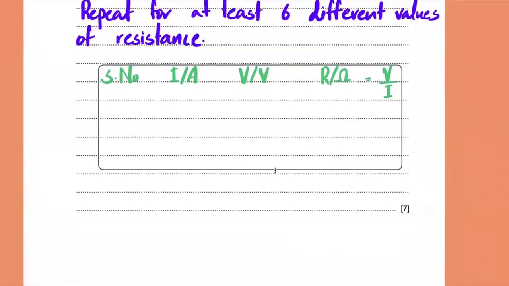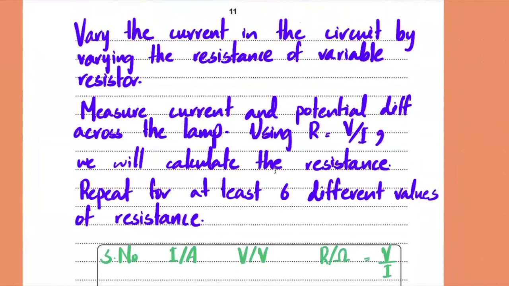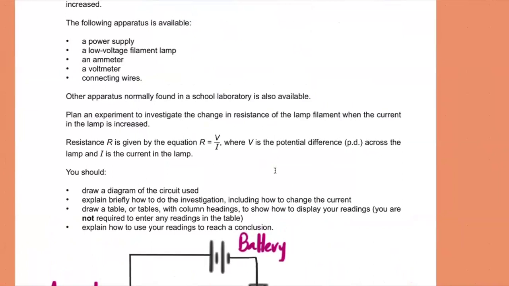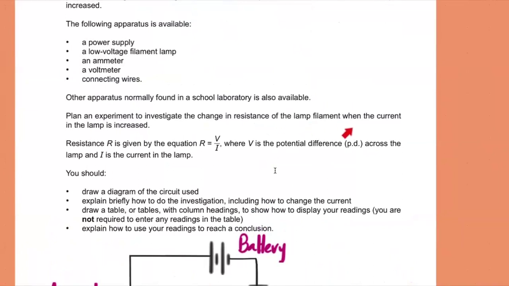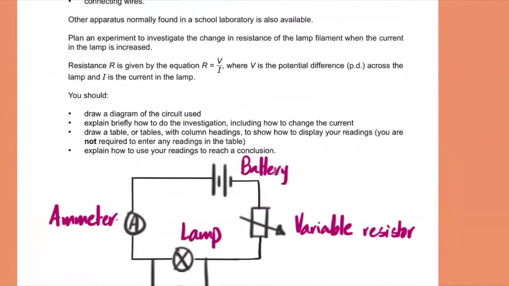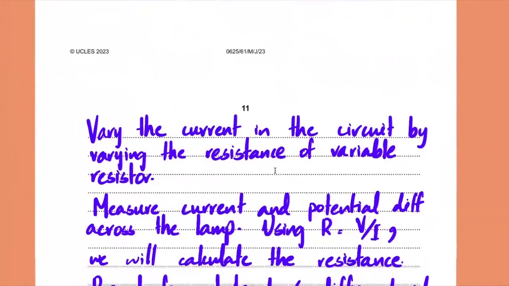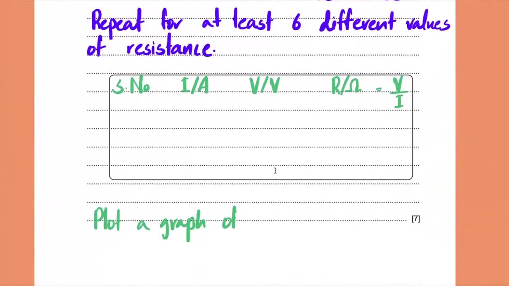And now how to reach the conclusion? You'll just say that plot a graph, because you wanted to see how the resistance changes with current. So you'll say plot a graph of resistance versus current, right? If you say voltage versus current here, even though that is technically a correct graph, that would not get the mark here. So plot a graph of resistance versus current, and you draw your conclusions from this.